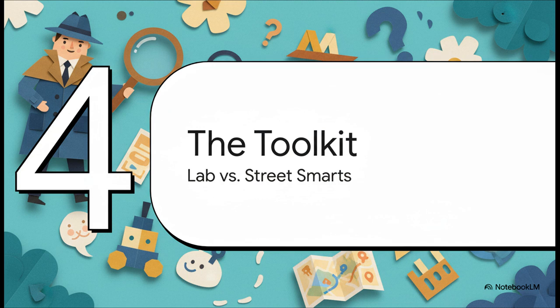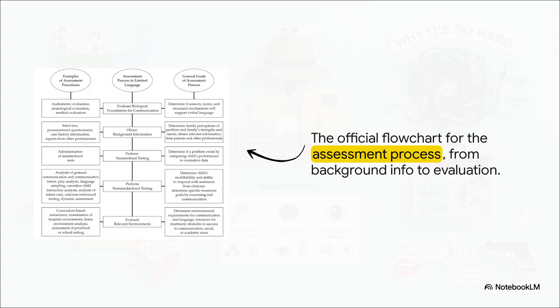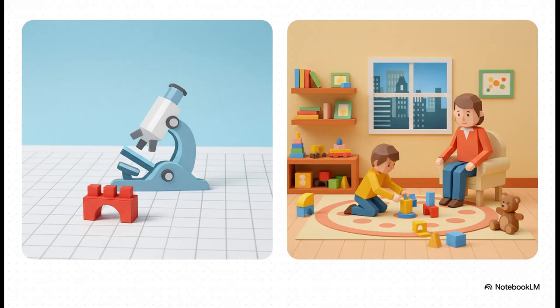What's in the bag? Well, it really boils down to a combination of high-tech lab analysis and just good old-fashioned street smarts. So this flowchart you're looking at here, this is like the official procedure. This is the textbook way to run an investigation. You can see it all laid out, from getting background info from the parents and doing standardized tests, all the way to evaluating the kid's environment. It's the clean, by-the-book process. But the real work, the magic, happens when you combine that official procedure with what we're calling street smarts.